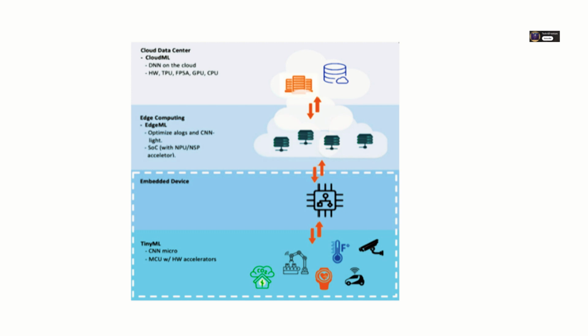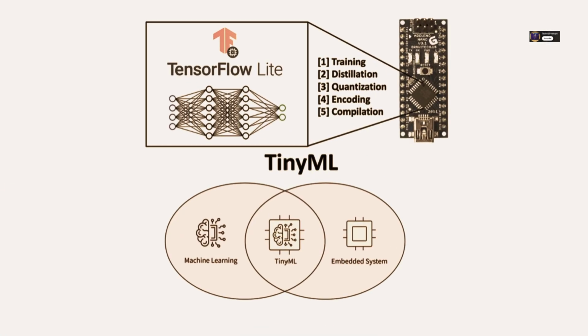Wow. How do you even run AI on something that small? It's a huge challenge. These chips have tiny amounts of memory, very limited processing power, and often run on batteries for months or years. So you need extreme optimization. Like what kind of optimization?